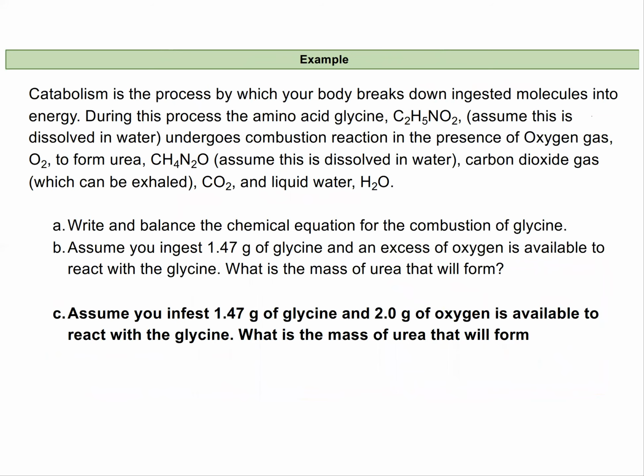So this is a follow-up example problem from the one we did previously with our stoichiometry lesson, looking at catabolism again. And give it a try before we walk through the solutions, which I'll do in another video. And in this case, we're going to assume we have a limited amount of oxygen. Instead of all the oxygen we need, we're only going to have 2 grams. And so try the stoichiometry problem that comes from that.